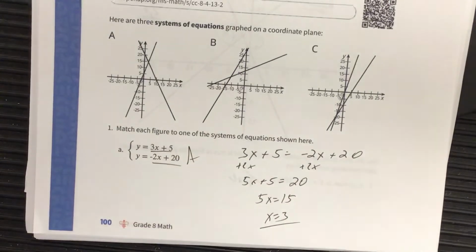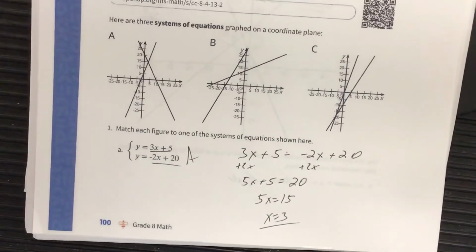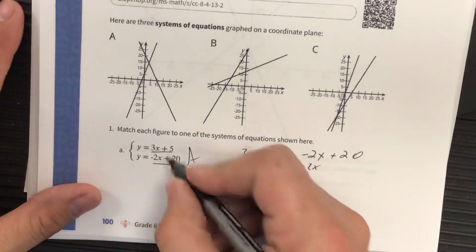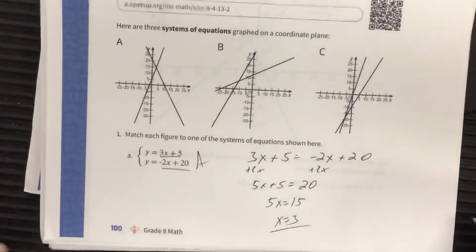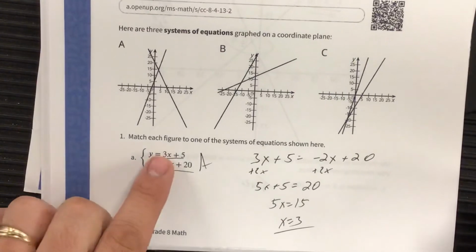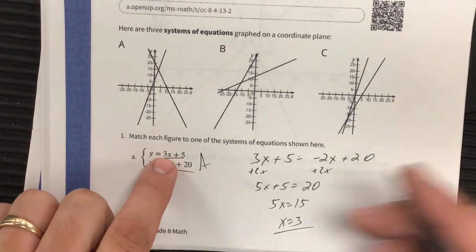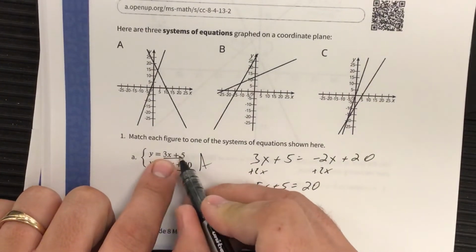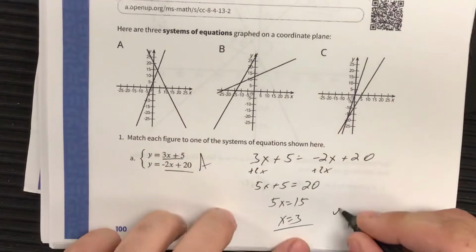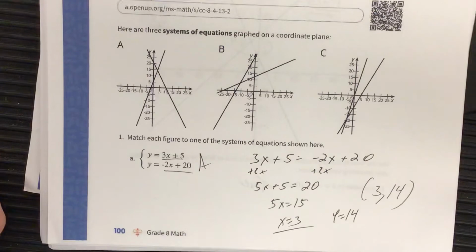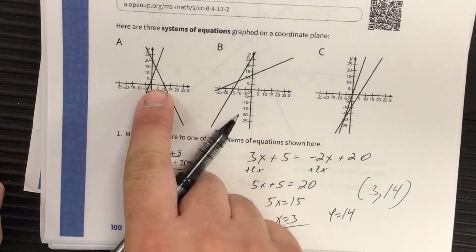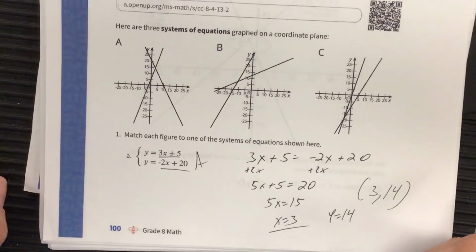Now some of you are like, well, what's that mean? Well, that's your x-coordinate. Now you got to plug it into either one of those. It doesn't matter which one to get the y, because I'm looking for a point where they cross. So you want to plug it in top or bottom? Top. So 3 times 3 plus 5. So that's your y-coordinate. That means the point where they cross is (3, 14). And you can check here, see if it makes sense.